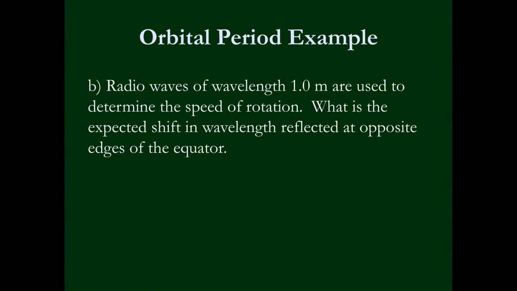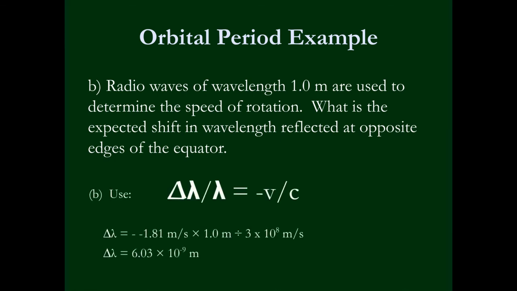So what's going to happen is that the wavelength which reflects back is going to be different at either side of the edges of the equator. Okay, so I need to think about this a little bit. Here, if I use the change in wavelength divided by the wavelength equals minus v divided by c.